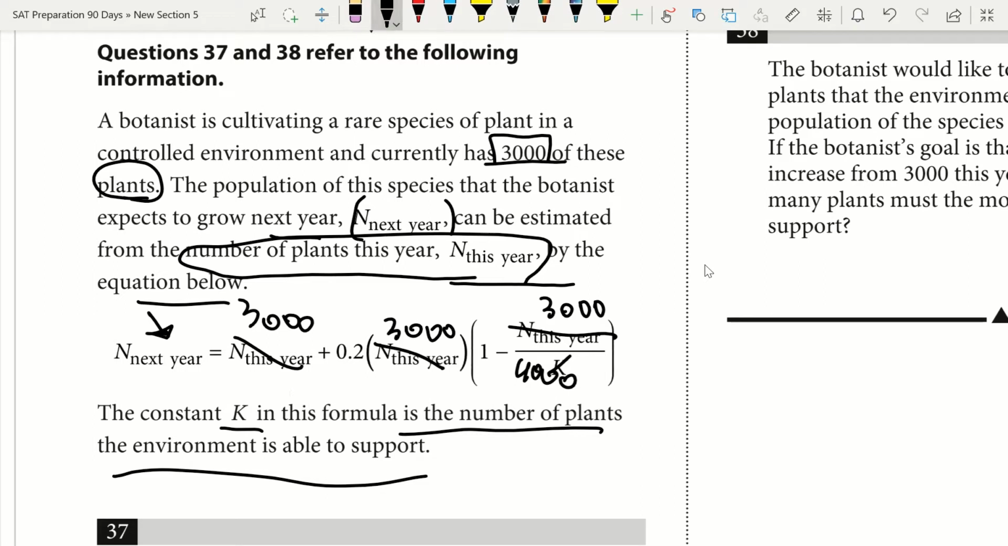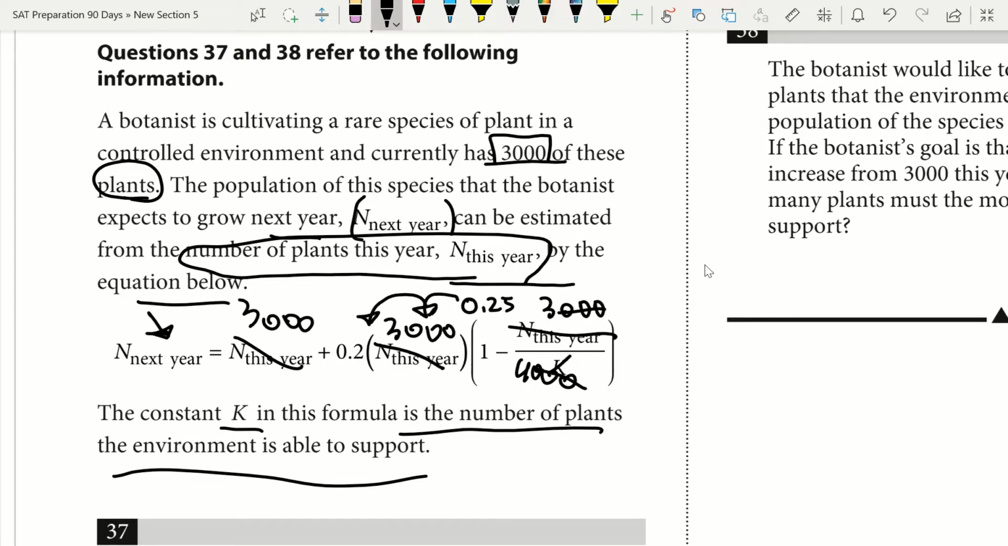First thing I see, I have 3,000 over 4,000. I know that that's the same as 3 over 4. I cancel those zeros, I get 3 over 4. 1 minus 3 over 4 is going to be a quarter, or 0.25. I take that 0.25 and multiply it by 3,000, then multiply that by 0.2, and then I'll add 3,000 to that.